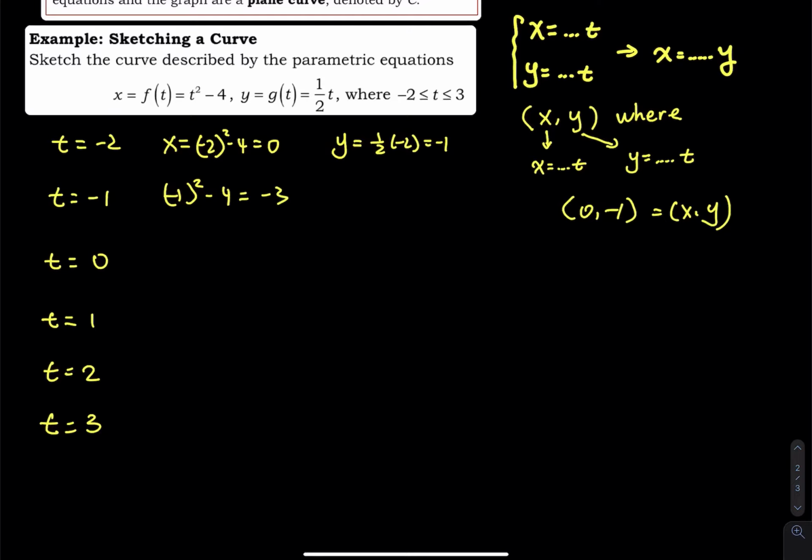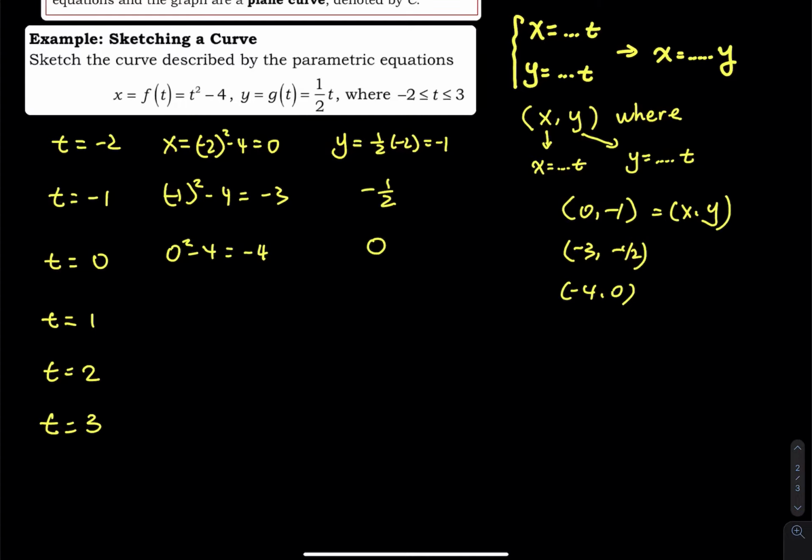And then this will be a -1/2. So we have -3 comma -1/2. And then 0 squared minus 4, we have a -4. This is only a 0. So we have -4, 0.